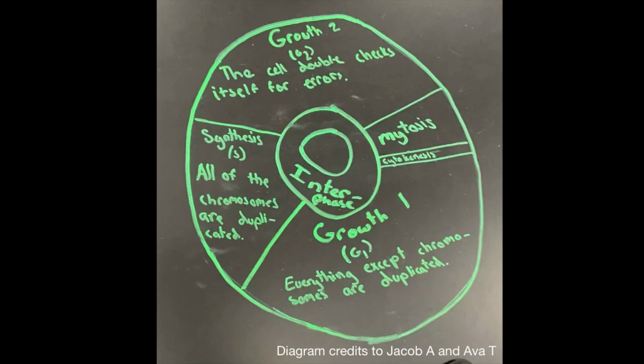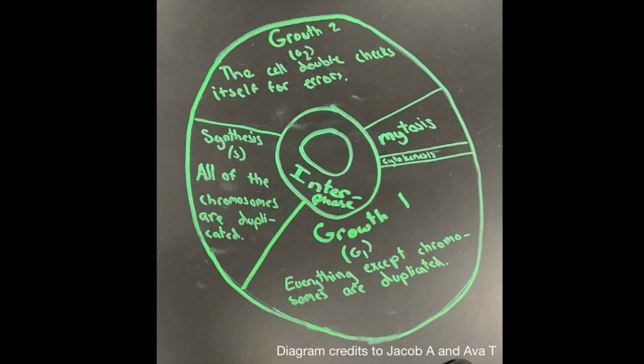This is a diagram of the cell cycle. As you can see, the cell goes through 4 main phases in its lifetime. Growth 1, where a cell grows in size and duplicates all of its organelles. Synthesis, where a cell duplicates its genetic material.